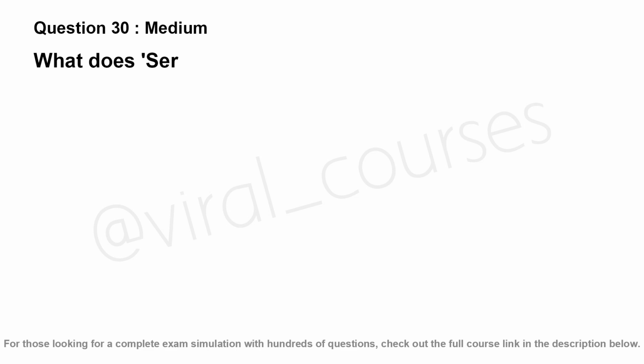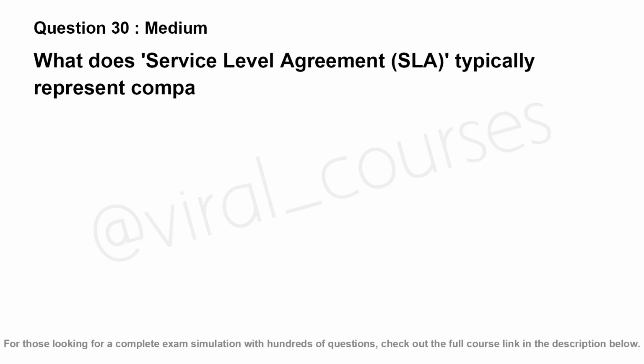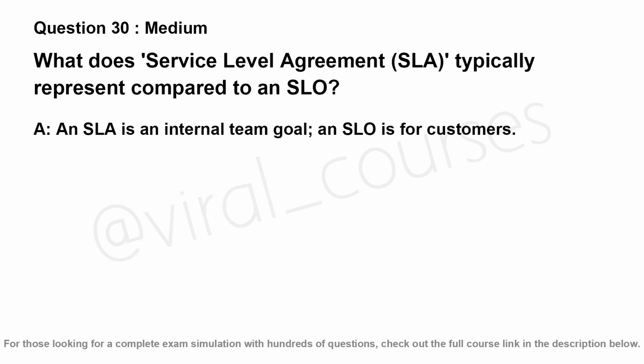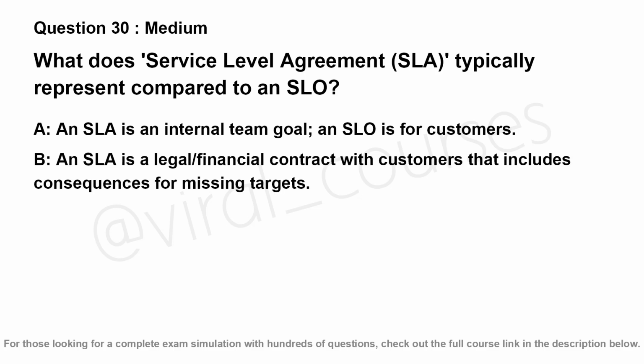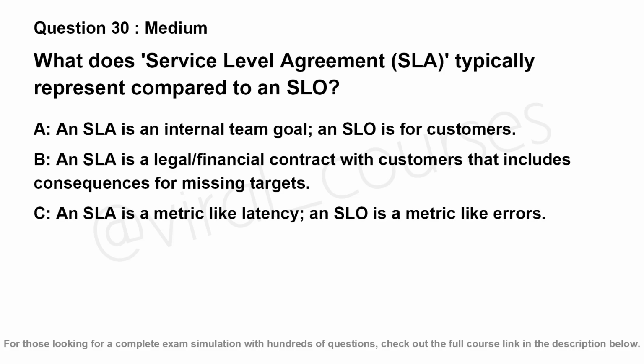What does Service Level Agreement, SLA, typically represent compared to an SLO? Option A. An SLA is an internal team goal, and SLO is for customers. Option B. An SLA is a legal financial contract with customers that includes consequences for missing targets. Option C. An SLA is a metric like latency, and SLO is a metric like errors. Option D. There is no difference between them.